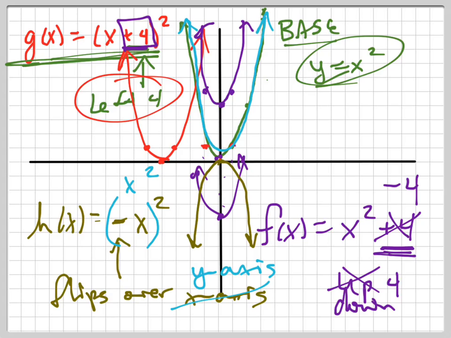So that's how you transform a graph. That's the transformations. And there's a couple other rules and a couple other tricks about it, but that's how you transform a graph. So let's take this one. Let's say m of x equals negative x plus 1 squared minus 2.